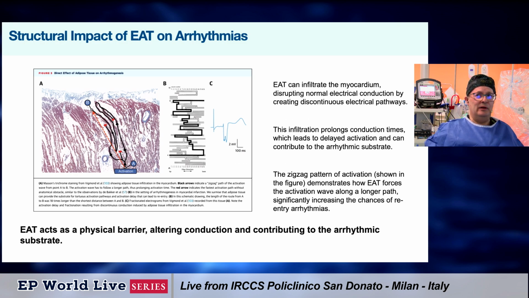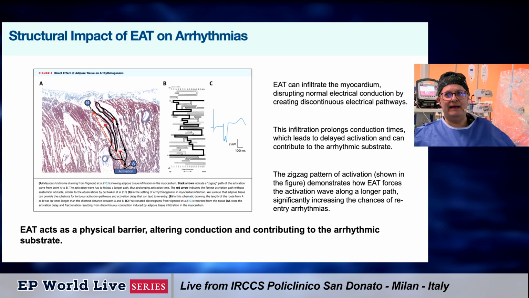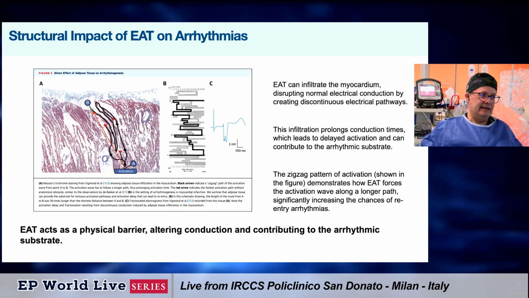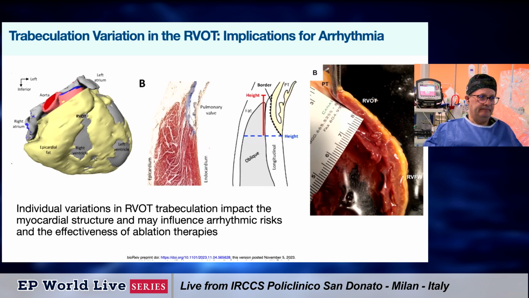This is an example of the role of the epicardial fat. You see, initially the fat is in the epicardial space, and then it penetrates the myocardium, creating the inhomogeneity and the abnormal conduction, and creating the substantial substrate for sudden death. Right? This is the typical representation.